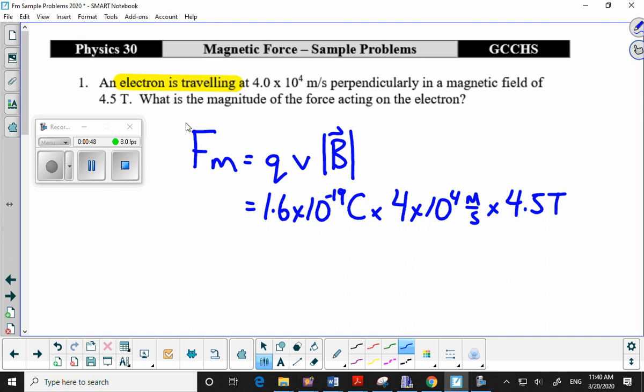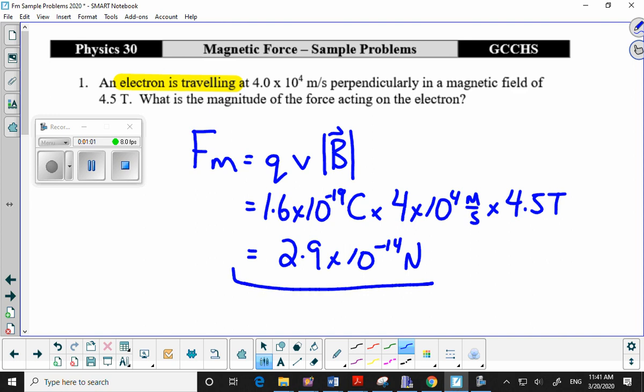Use a second to get caught up. Hit pause if you need. When I punched that into my calculator, I got 2.9 times 10 to the minus 14 newtons.